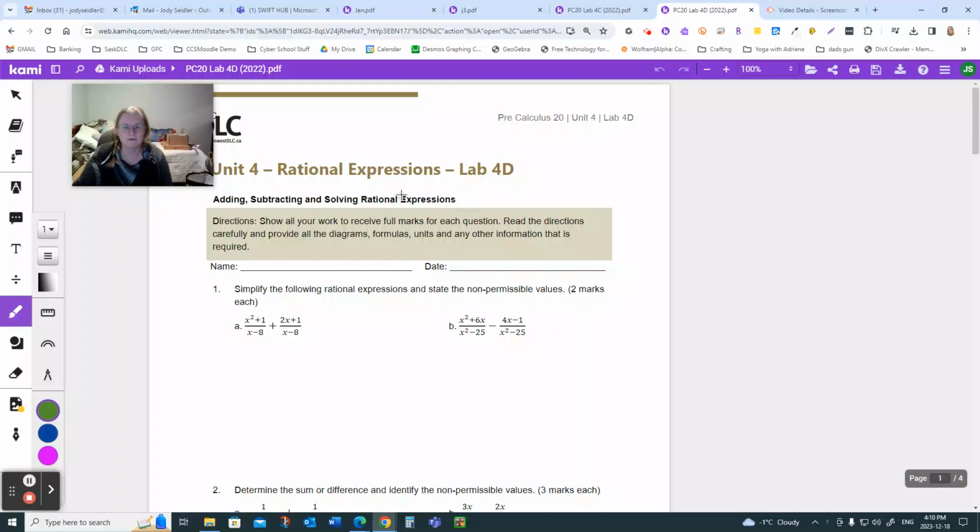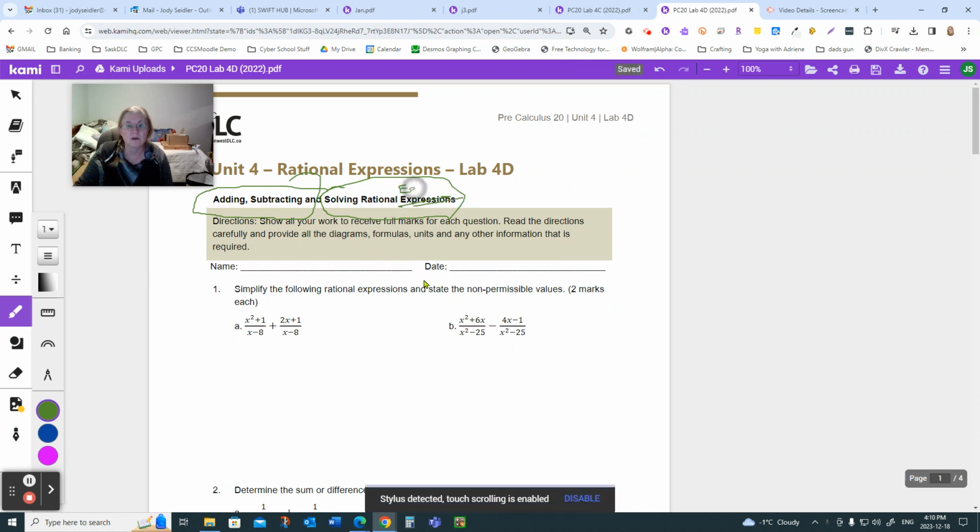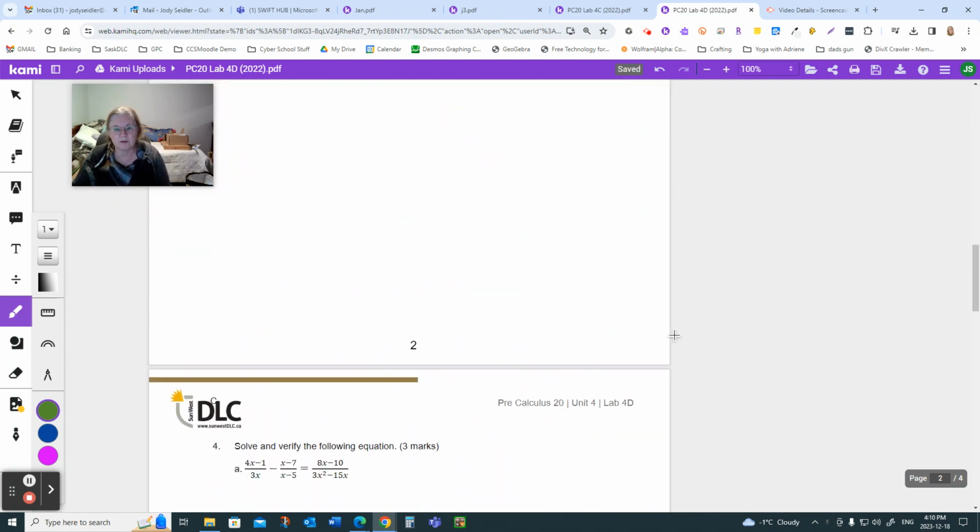All right, for Mathlab 4D, now all of a sudden we're going to talk about adding and subtracting and solving. And that shouldn't say solving rational expressions because we can't solve an expression. We can only solve equations. Okay? All the way to the bottom where my blank page is.